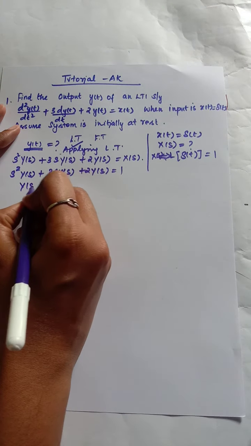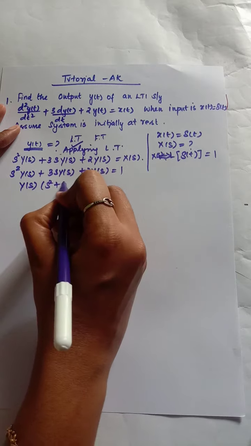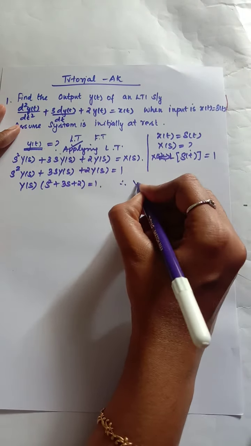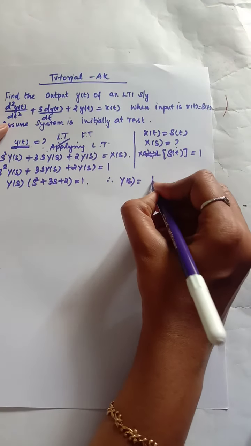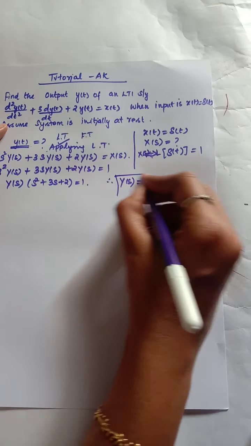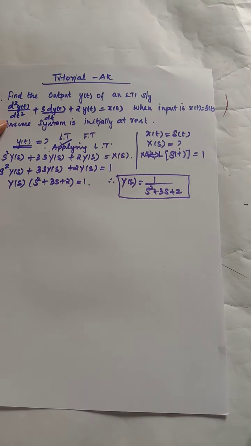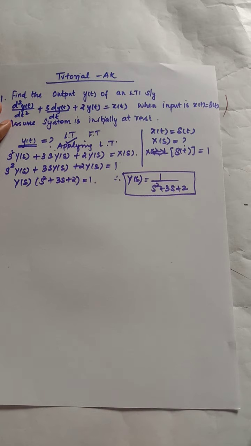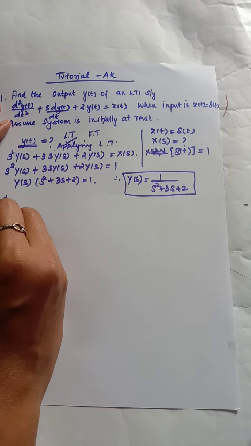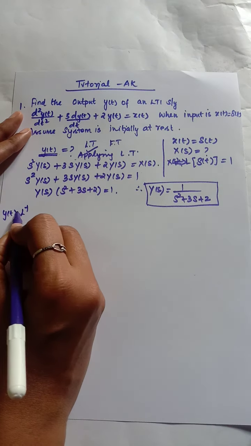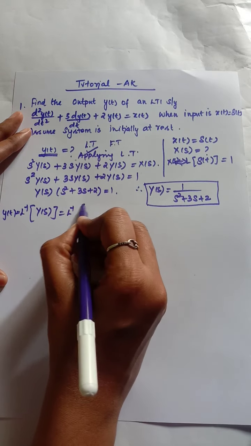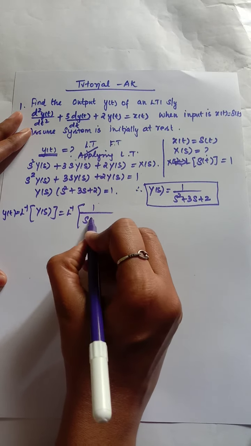Now group y of s. You will get y of s times s square plus 3s plus 2, which is equal to 1. Therefore, y of s can be written as 1 by s square plus 3s plus 2. So this is the output we have found in the frequency domain. But we need to find y of t. So y of t is just the inverse Laplace transform of y of s, that is, of 1 by s square plus 3s plus 2.